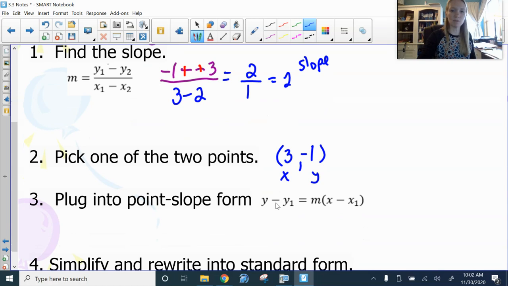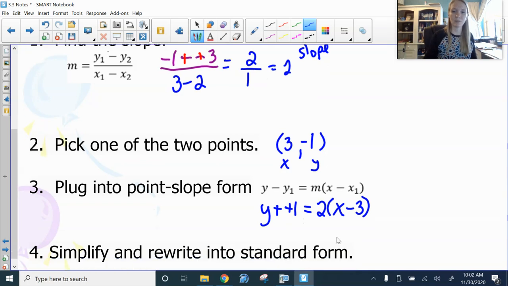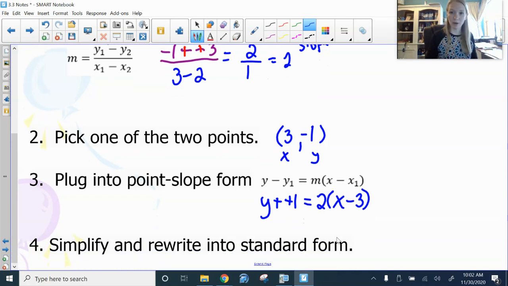So we've done this a few times. y minus y1 equals m times x minus x1. So we'll do y minus our y value, which is a negative 1. So that's going to, remember, we switched the sign, so we're going to make that positive. So y plus 1 equals our slope. Our slope is 2. And then x minus our x value, which is our 3. So that's the easy part.